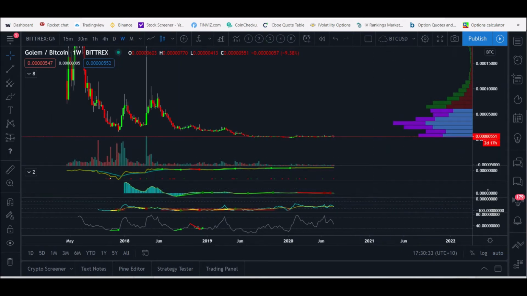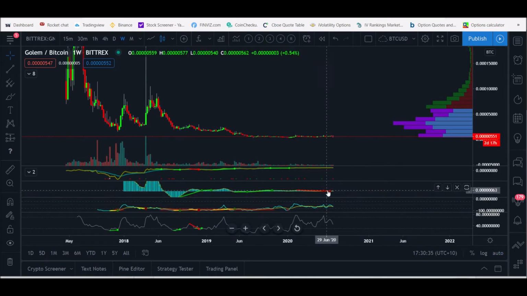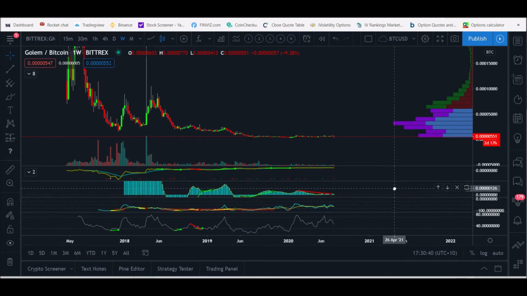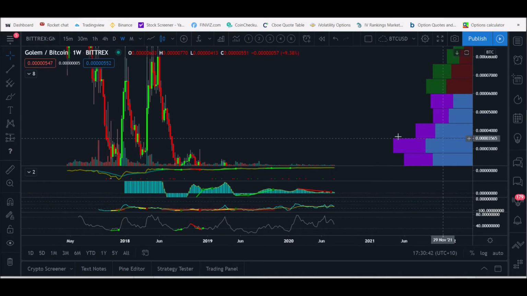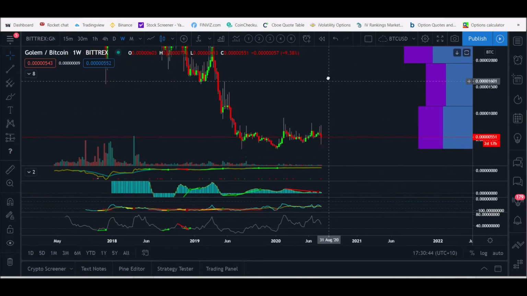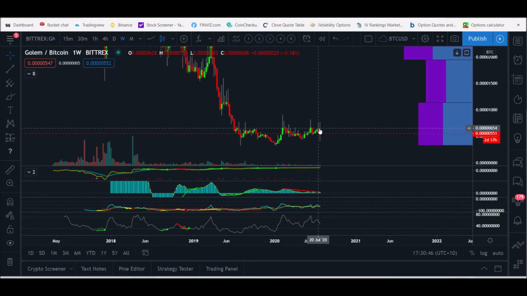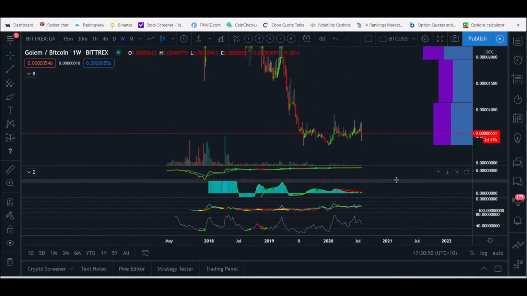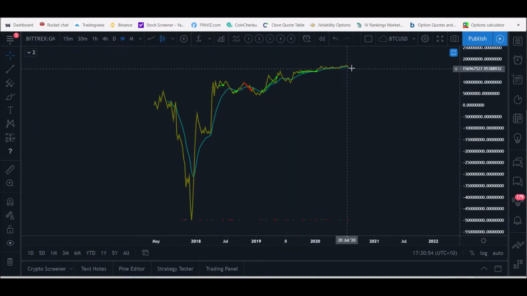So the weekly is showing us some bearish divergence here on the histogram. I'm not sure why it's showing us that. Let's have a look at price. We'll zoom in a little bit more. So yeah, I'm not sure why it's showing us that, but OBV is, wow, I very much like that.